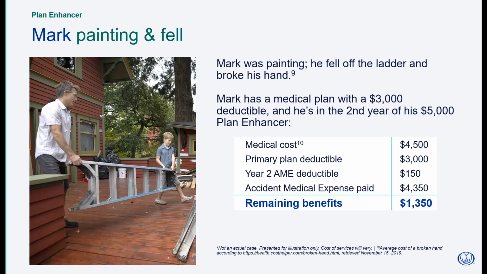So in this example, his medical cost is $4,500. His primary plan deductible is $3,000. And then he has that deductible that he will have to pay for his AME, which is $150. And then his accident medical expense plan with the plan enhancer is going to pay that $4,350, leaving him a remaining benefit of $1,350.